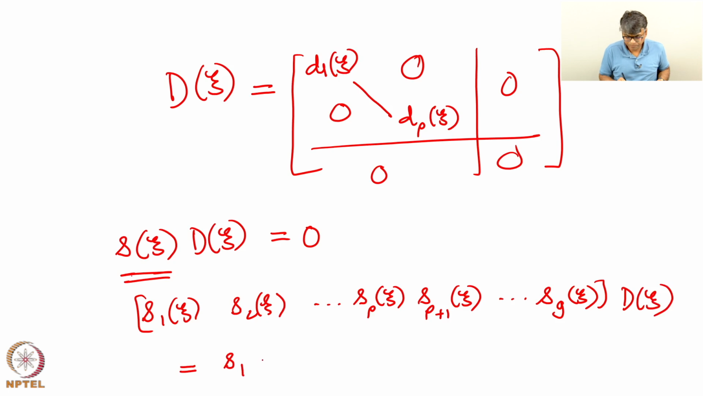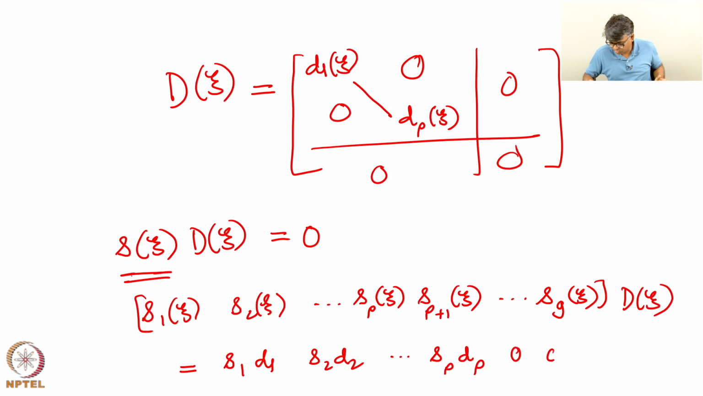This is just S1 d1, right? S2 d2 dot dot dot S rho d rho, and then all zeros, right? Because these are just 0 rows. 0, 0, dot dot dot 0. How many of them? Q of them, right? Yes, Q of them. Q such entries are there.